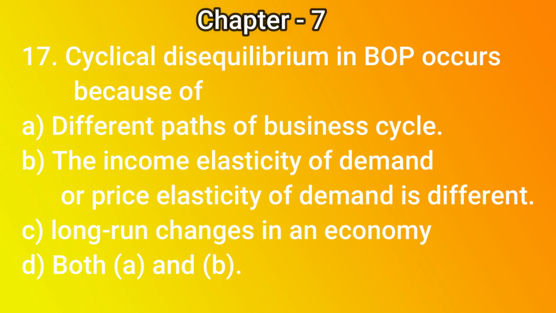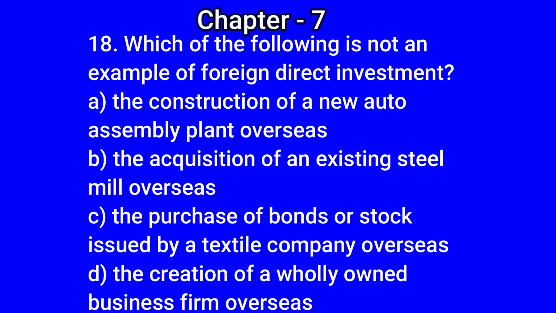Question number 17. Cyclic disequilibrium in balance of payment occurs because of A. Different parts of business cycle. B. Income elasticity of demand or price elasticity of demand is different. C. Long run changes in an economy. D. Both A and B. The correct answer is D. Both A and B.